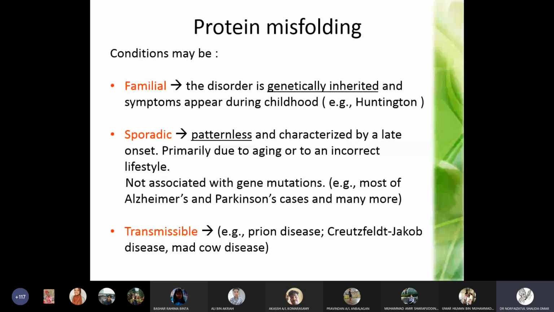Okay. Some cancers also, we can see that some cancers are familial, genetic, but nowadays they are mainly sporadic, mainly due to lifestyle and aging. And others are due to virus and bacteria, okay, transmissible, like prion disease, Creutzfeldt-Jakob disease, mad cow disease. All these can cause protein misfolding.